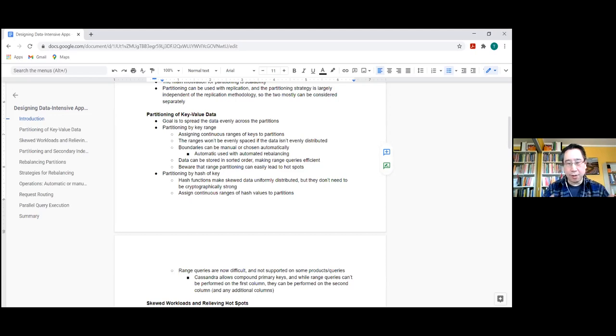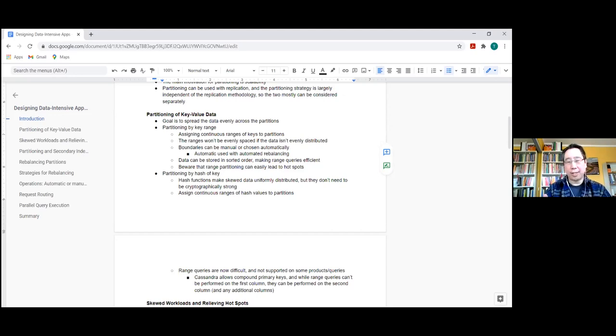But it does have the benefit that, in addition to having continuous ranges on the same partition, not only that, but within the partition, the technology you use, you can actually store the data in sorted order. So conceptually, there's some benefits, and you can do things that we talk about later on in terms of rebalancing and splitting to try and balance the workload.